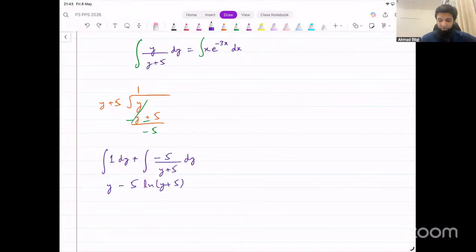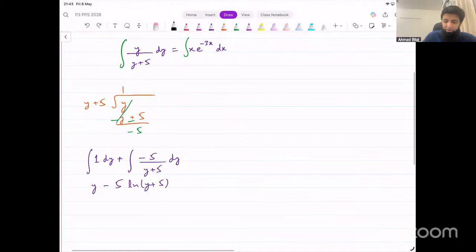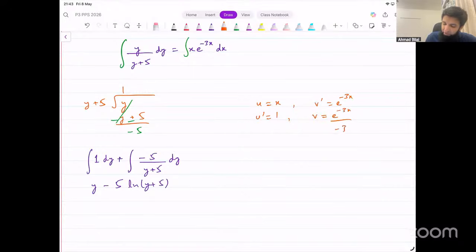What about the right-hand side? That's a product. To integrate the right side, we have to use the product rule of integration, integration by parts. Let's do integration by parts on that. Use ILATE to decide between u and v dash. x is algebraic, this is exponential. So you would decide that u is equal to x, and v dash is equal to e raised to power minus 3x. u dash is equal to 1, v is equal to e power minus 3x divided by minus 3, right?